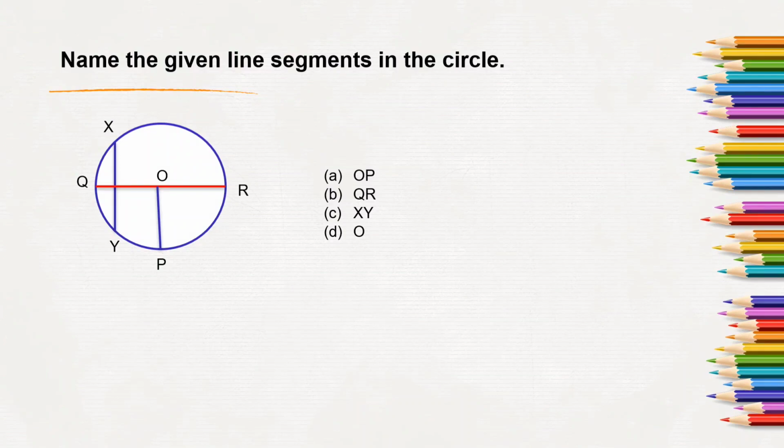Next, name the given line segments in the circle. The line segment OP, yes, is a radius. And QR, yes, passing through the center, is a diameter. XY, yes, a line segment connecting two points on the circle, is a chord. And point O is the center of the circle.